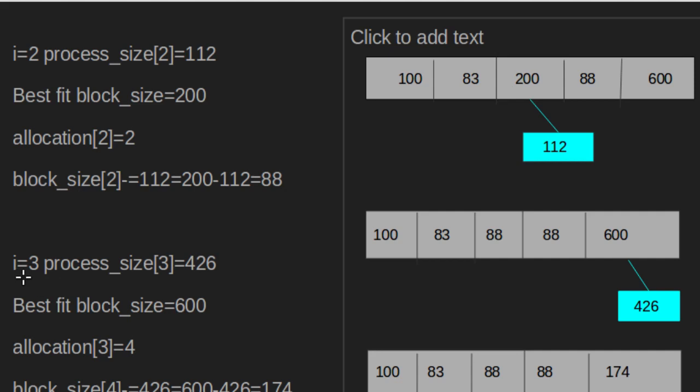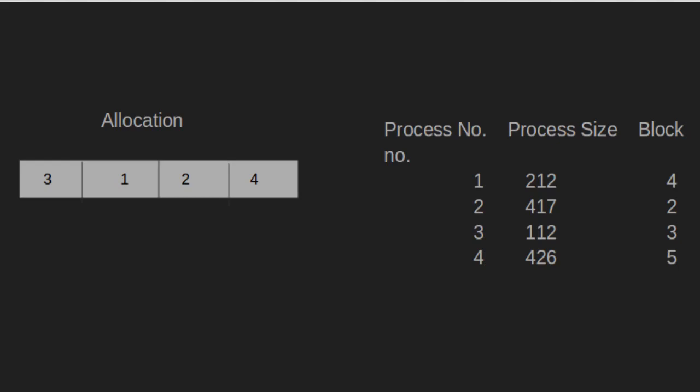Now when i equals 3, process size 3 equals 426. Best fit block size equals 600. Allocation of 3 becomes 4, which is the index of the block having 600. Block size 4 minus equals 426, which is 174. Now the blocks available are 100, 83, 88, 88 and 174. At last, your allocation array will be like this: 3, 1, 2, 4, and the output should be like this.